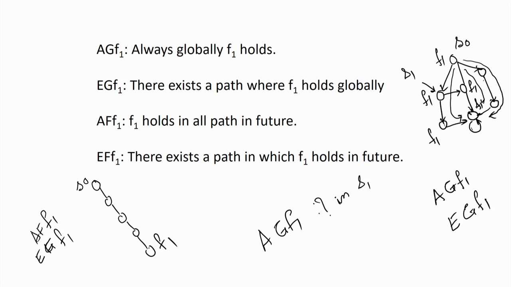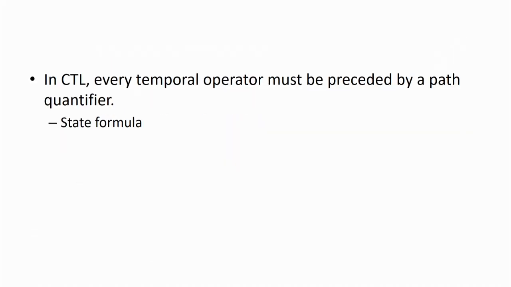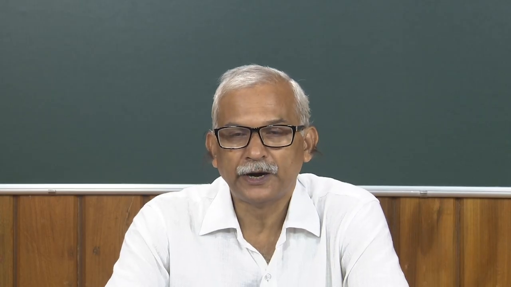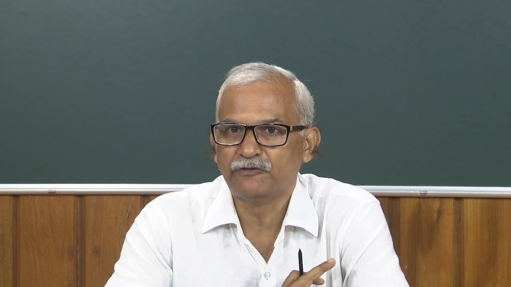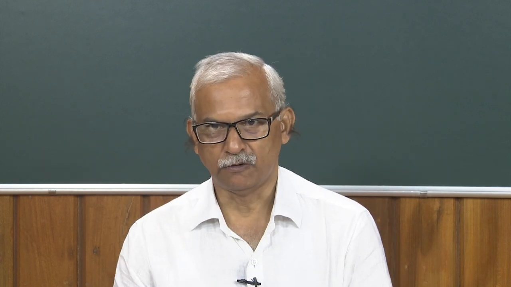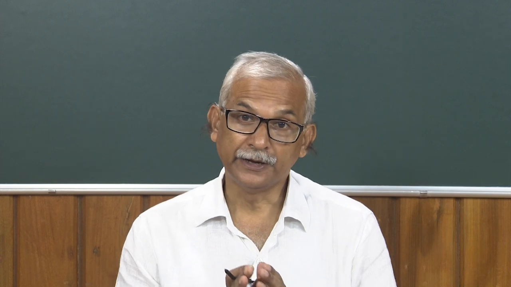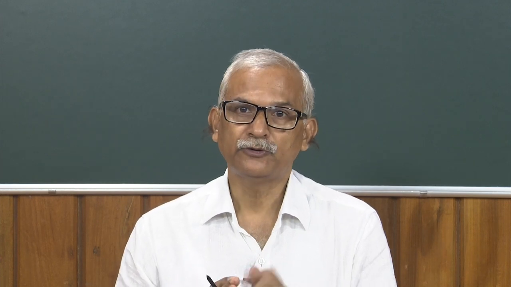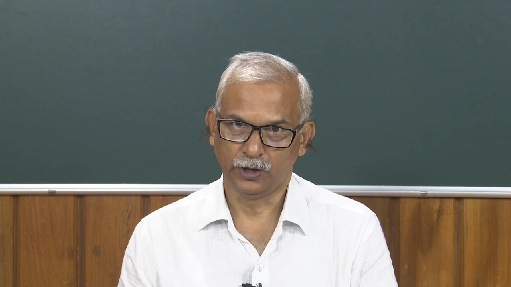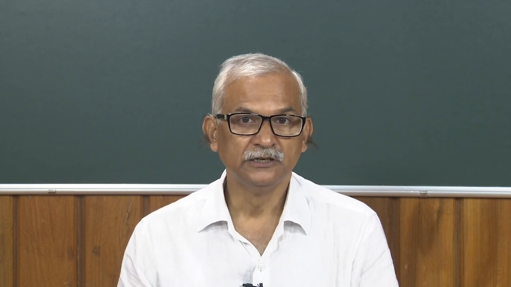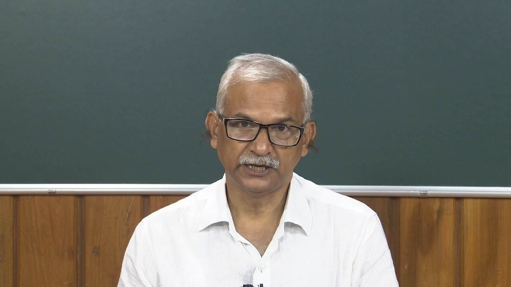So, these are the operators and their meanings, and in the case of CTL, we define the truth values of a CTL formula in a state. It is a state formula. Now, what is the basic notion? If you observe, you will find that every CTL operator is preceded by a path quantifier. That means if any CTL operator is preceded by a path quantifier, then we get a state formula, and all CTL formulas are state formulas.